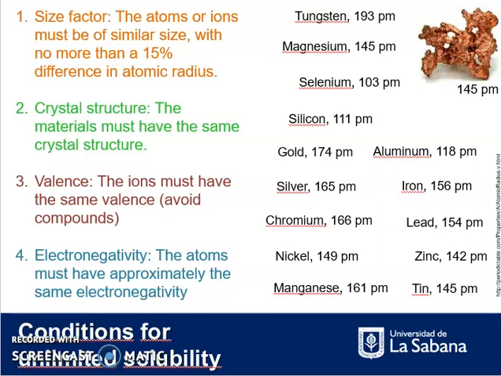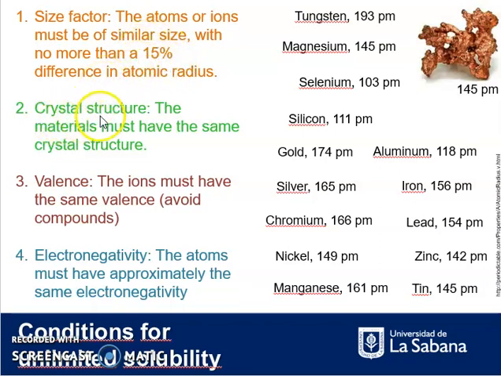Good morning. Well, this is a little review for the topics of the phase diagrams. These are the Hume-Rothery conditions for total solubility in alloys. The first, the size factor. Remember the difference in size, less than 15%.